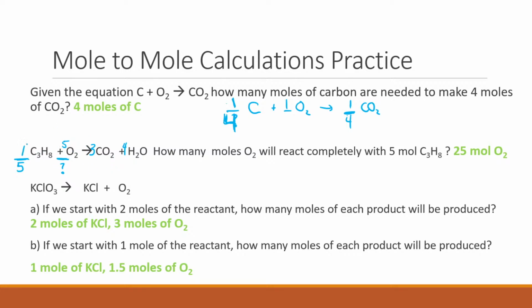If we look at the relationship between the numerators, I multiplied 1 times 5 to get 5. So I should multiply 5 times 5 to get 25. It's actually the same relationship if you look at the numerator to the denominator. Right? 1 to 5 is multiplied by 5. So here I should also multiply by 5 to get my 25. Either way you slice it, you're going to get 25.